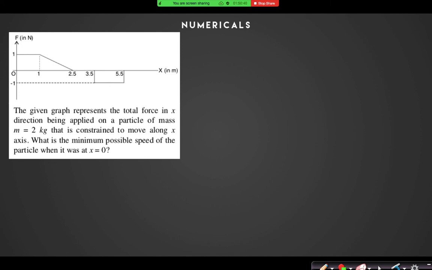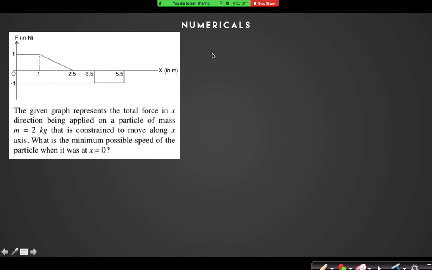Sir, is the answer 0? No. So we have to use the work energy theorem, no? Yes, work energy theorem only.